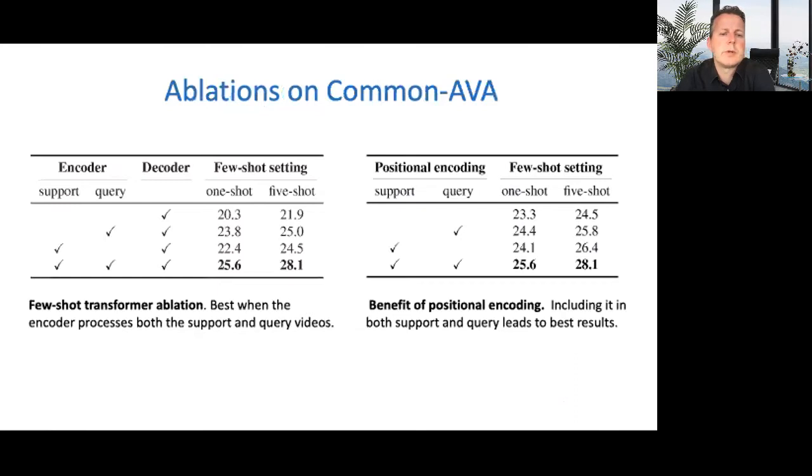Here we do some ablations on common AVA. On the left, the influence of having an encoder and decoder in the transformer architecture for both support and query features. One can see that all the components matter. Although we can do a good job based on a decoder only, combining it with an encoder with both support and query features further improves the results. The number we report here is the frame-level mean average precision, with an IoU threshold of 0.5 for both datasets.